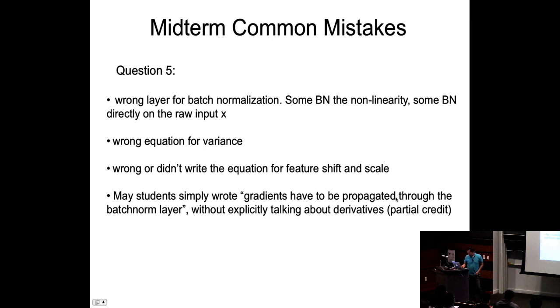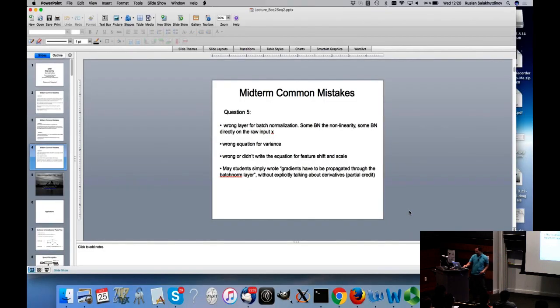Many students simply wrote that gradients have to be backpropagated through the batch norm layer without explicitly talking about derivatives or what it is that you needed to do. So you got partial credit for that. Any questions?